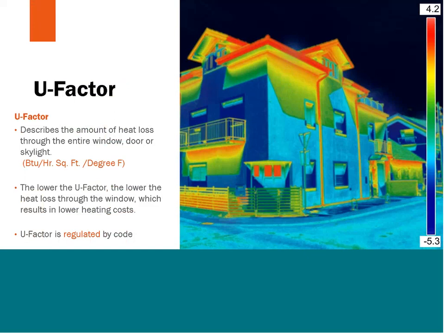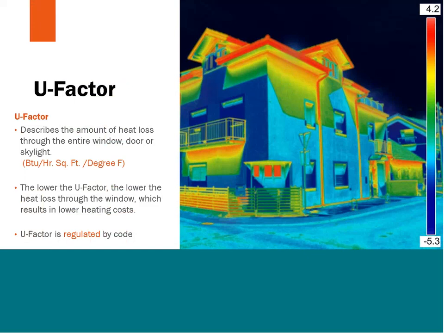U factor. The laws of thermodynamics tell us that any time you have a temperature difference, the object that is warmer will lose heat to the colder. Therefore, when the temperature inside the structure is warmer than the outside, heat will be lost through the window, door, or wall to the colder outside. The lower the U factor rated for the product, the less heat lost through the product, and the lower the heating cost will be. U factors are defined in BTU per hour per degree Fahrenheit per square foot.